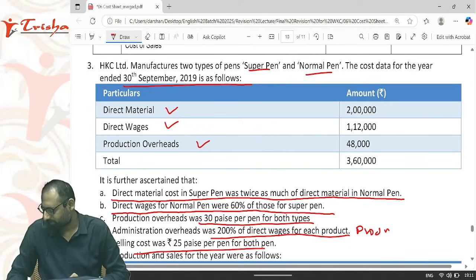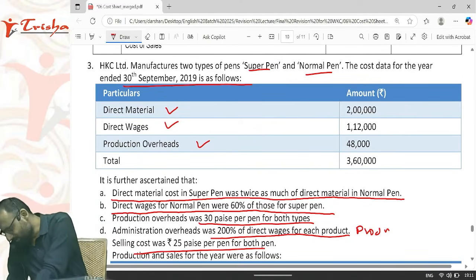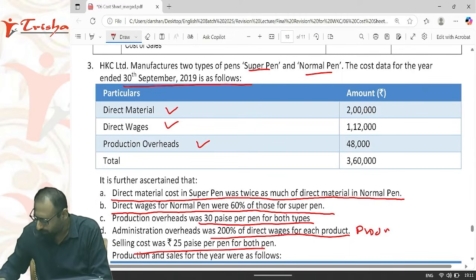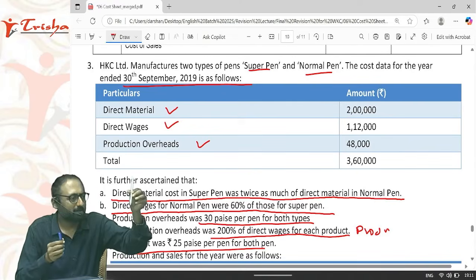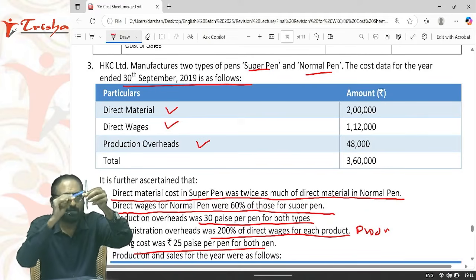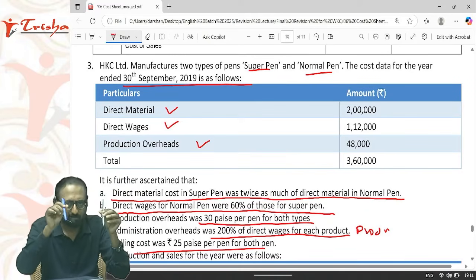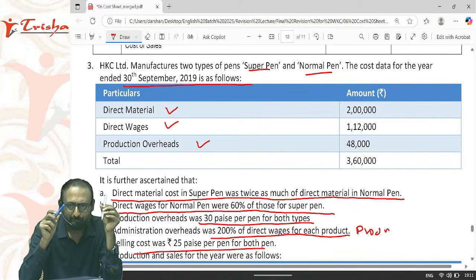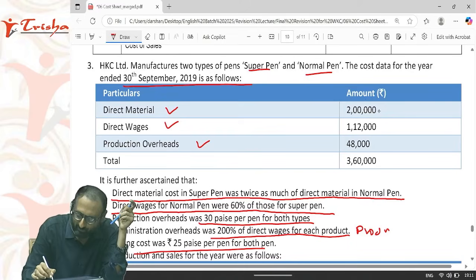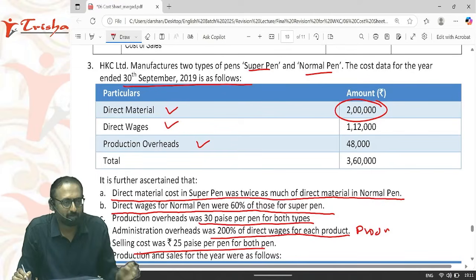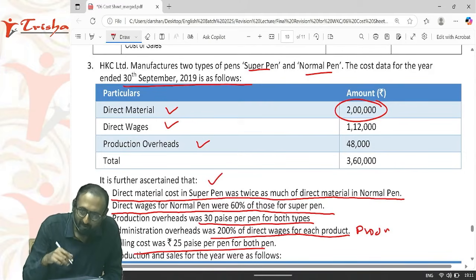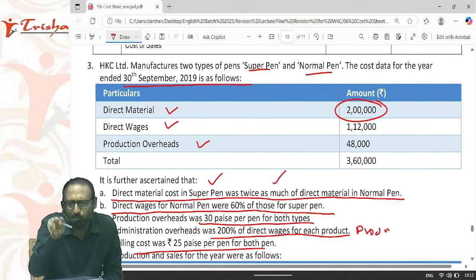So tell me quickly. Read adjustment A and answer. Material cost of super pen is double, right? This is super pen, this is normal pen. For super pen, double cost of material is required. For normal pen, less cost. Suppose this 2 lakh rupees is your cost. Tell me how much will be the material cost of super pen. Calculate and tell me. For super pen, double material required; for normal pen, not double, means x and 2x.